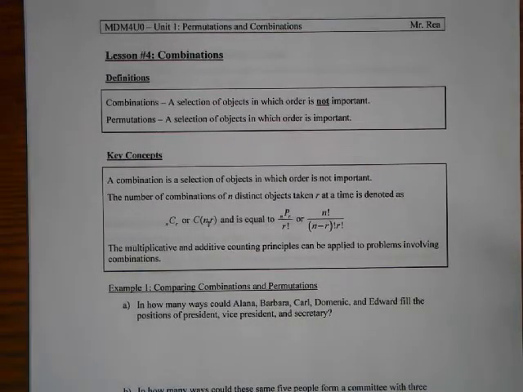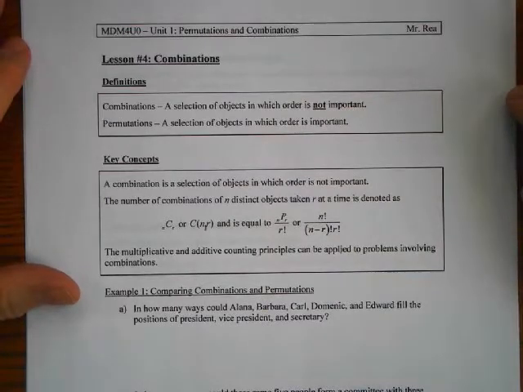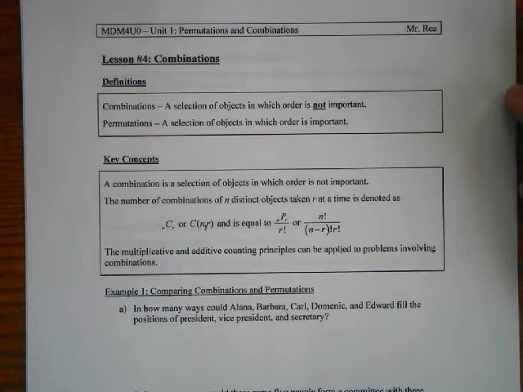We're continuing on in our first unit, which is the counting unit, which we're calling permutations and combinations. We've spent the last two lessons looking at permutations. Permutations is the number of arrangements of a certain number of objects. And when you talk about arrangements or permutations, the order is important.